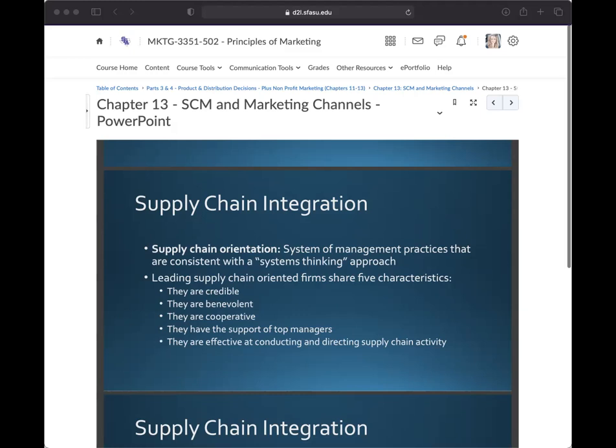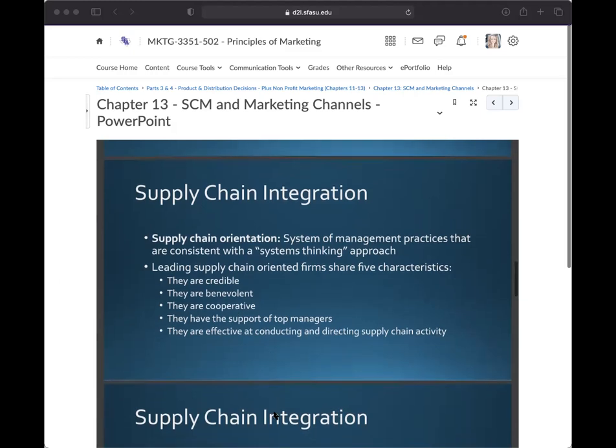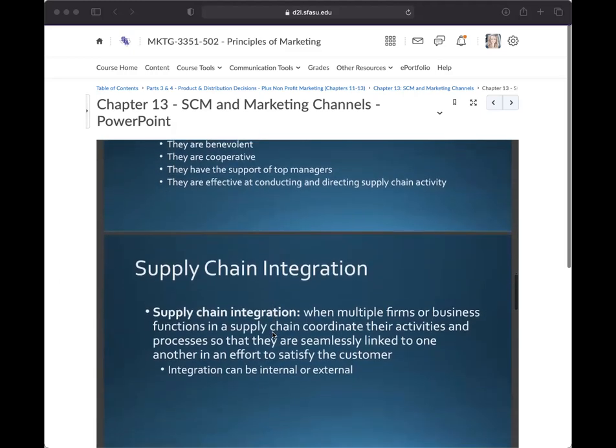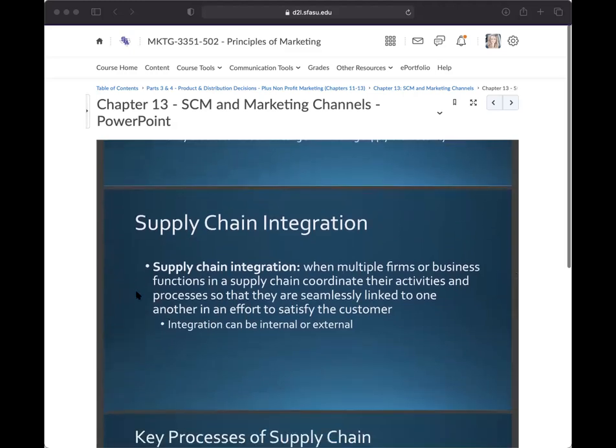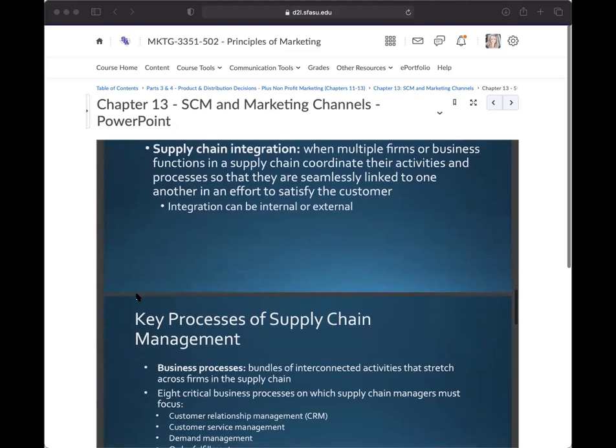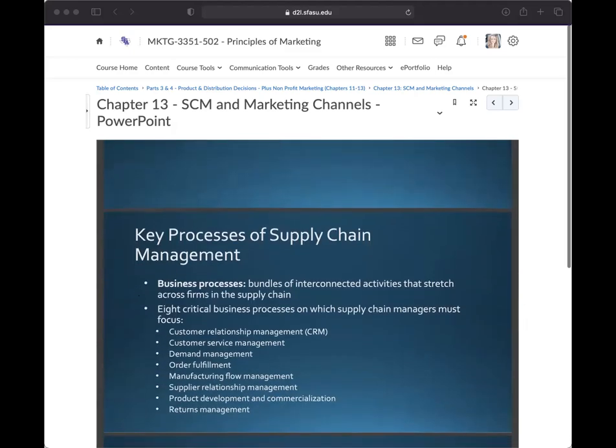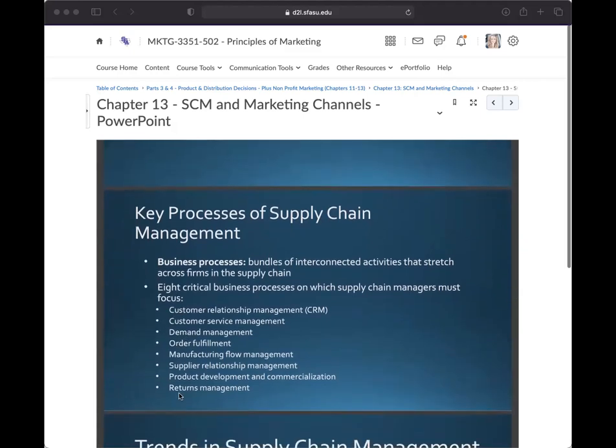So supply chain oriented firms that do really, really well are credible, they're cooperative, they have support across the board, and they're really good at conducting and affecting the supply chain. So, when we talk about supply chain integration, we talk about how all of these things are linked together as one. I just kind of explained that. And we talk about these different processes. There are 8 processes that are really critical in terms of understanding supply chain management.